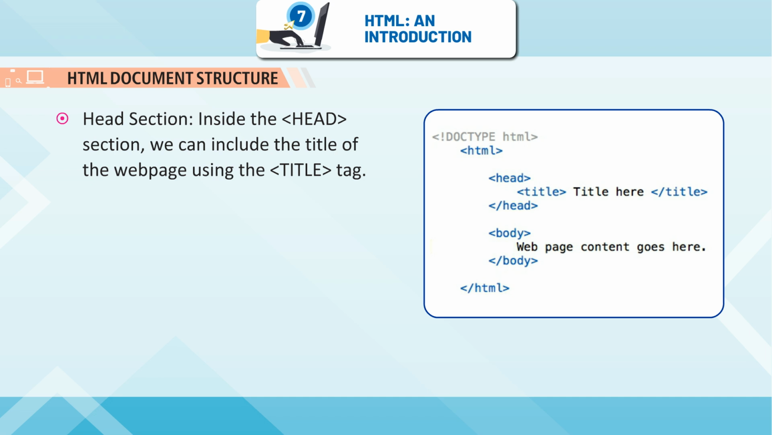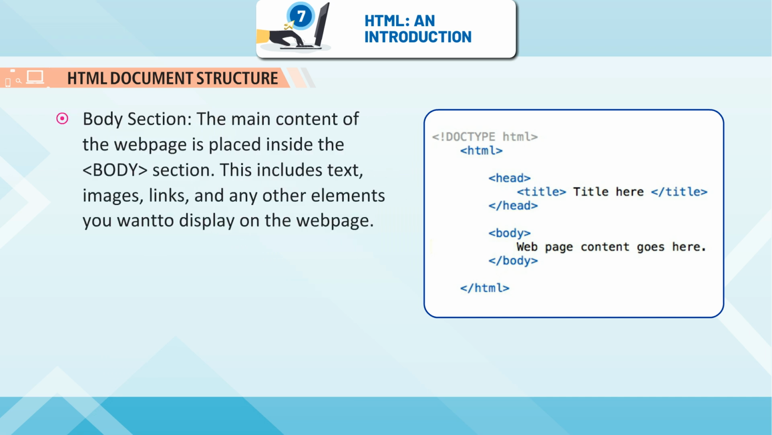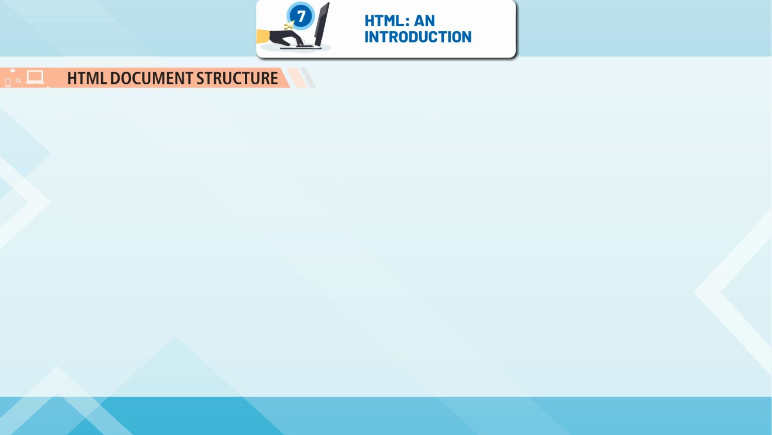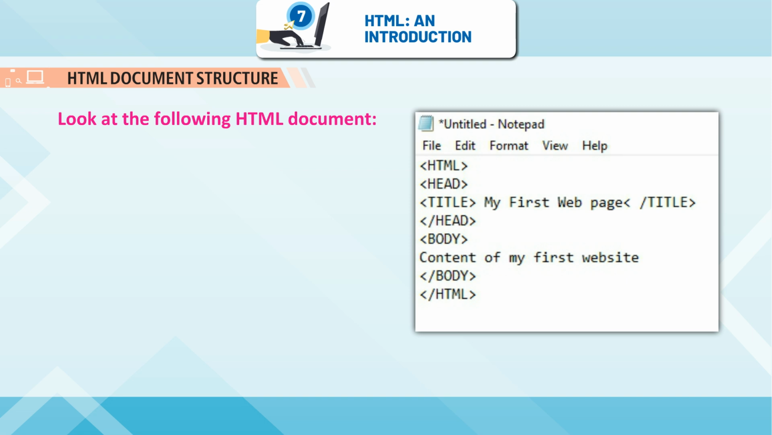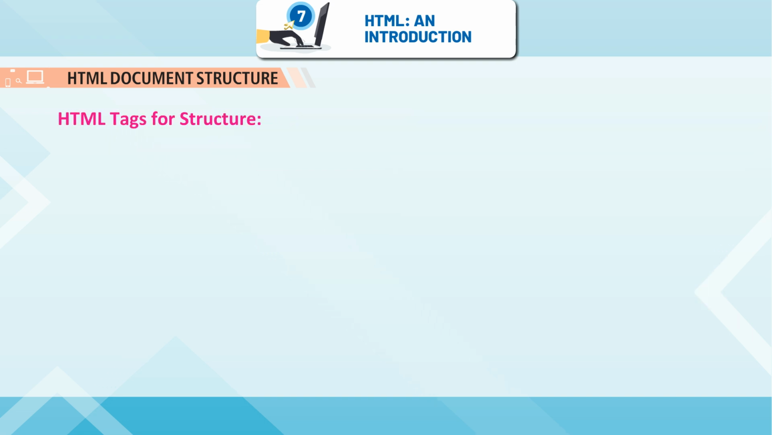Head section. Inside the head section, we can include the title of the web page using the title tag. Body section. The main content of the web page is placed inside the body section. This includes text, images, links, and any other elements you want to display on the web page. Look at the following HTML document.